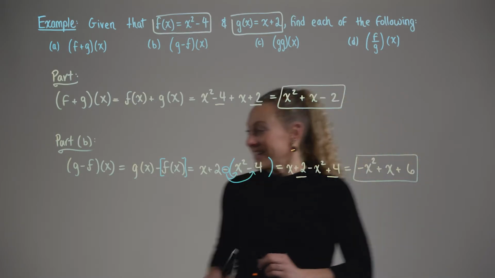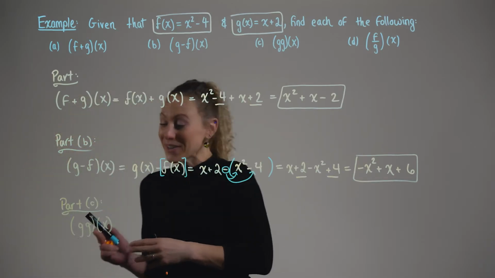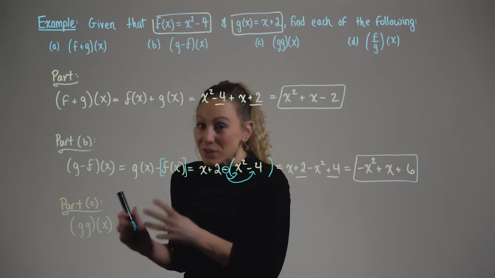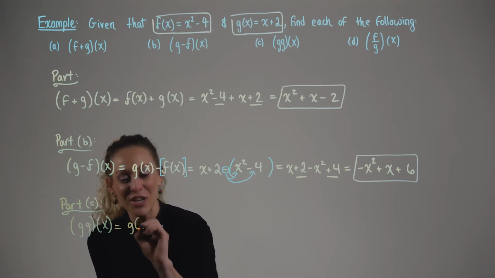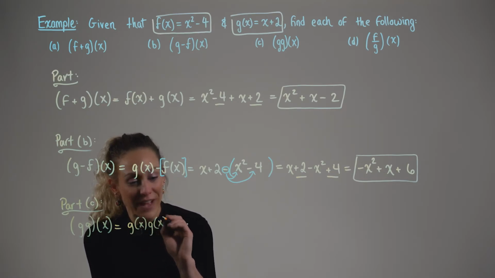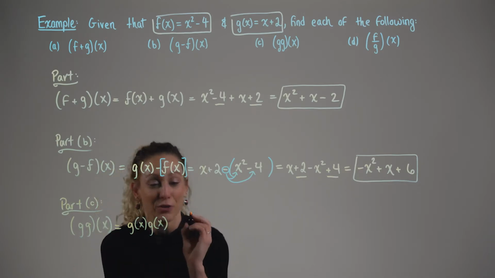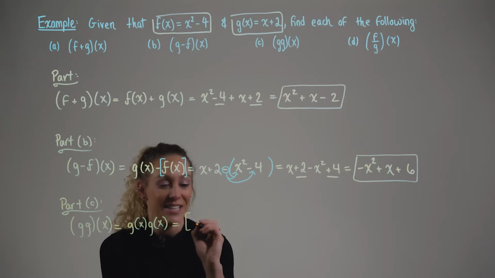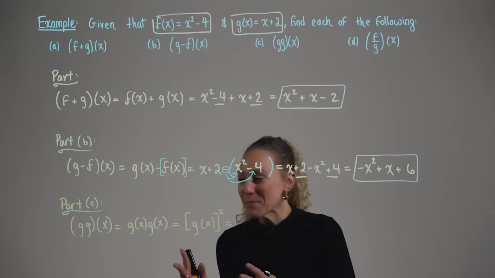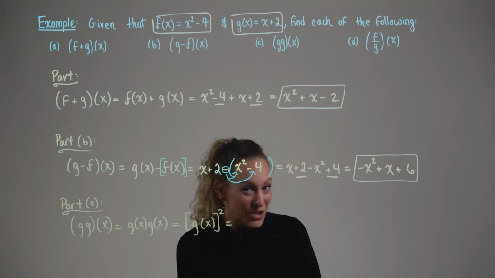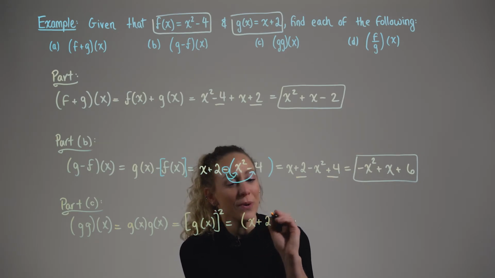Now in part C, we're looking for the product of function g of x with itself. So we can rewrite this as g of x multiplied by g of x. Or if we want, since we are multiplying the same function together 2 times, we could rewrite this as g of x squared. So now that we've simplified, we can go ahead and substitute the g of x function in and rewrite this as x plus 2 squared.